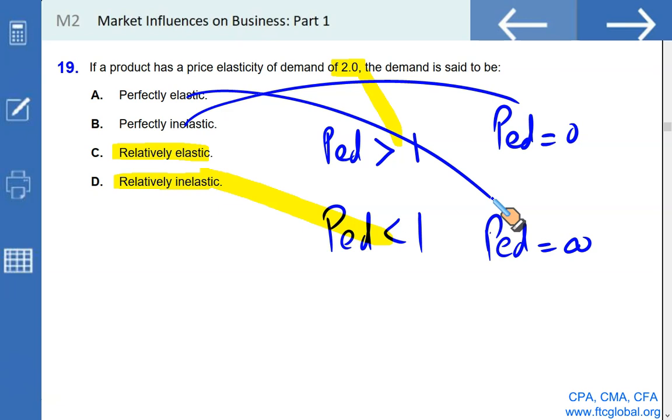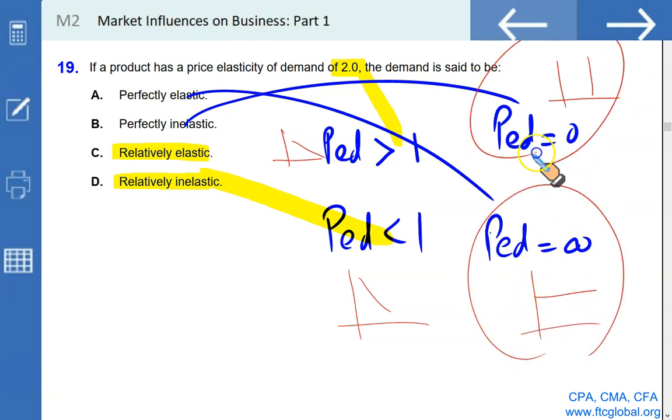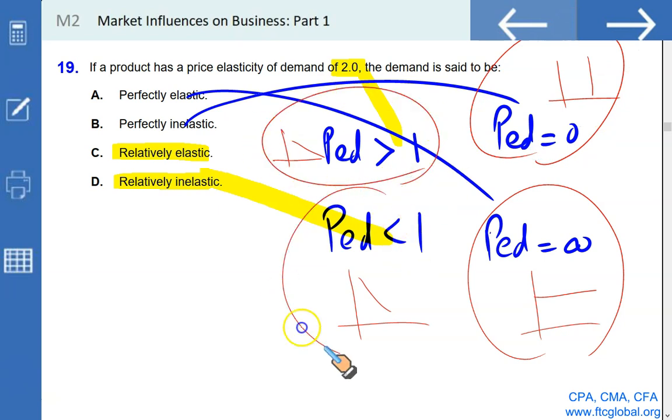And corresponding curves would be this way: elastic, relatively inelastic, perfectly inelastic, and perfectly elastic. So now you know.